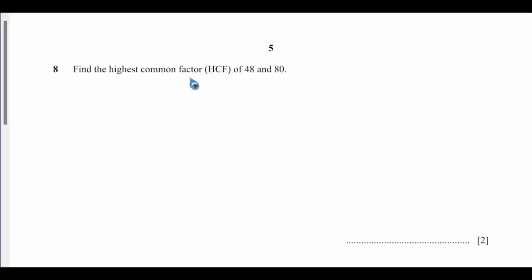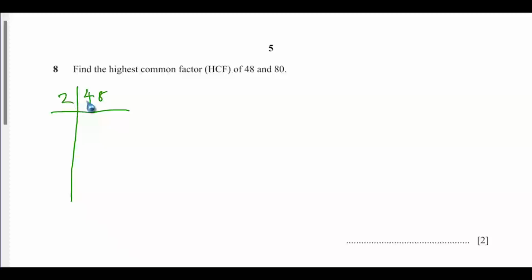Find the highest common factor of 48 and 80. There are several methods you could use to find the HCF of this. Okay, the highest common factor of 48 and 80. But what I'll just do is to divide each of these numbers one after the other. Starting with 48, you have 48. So you draw a line like this. So what can go in 48?